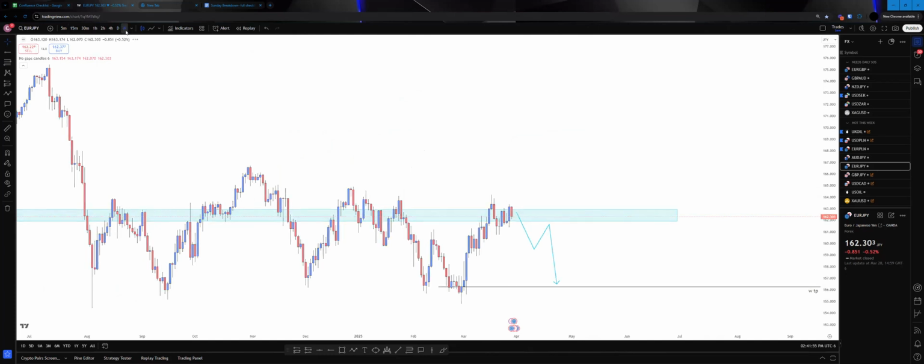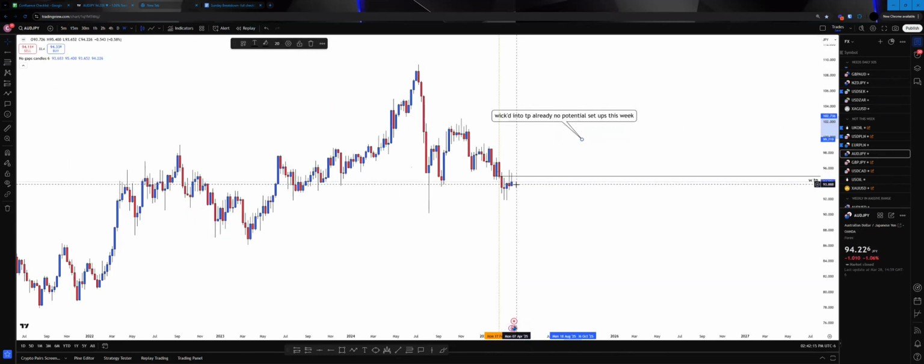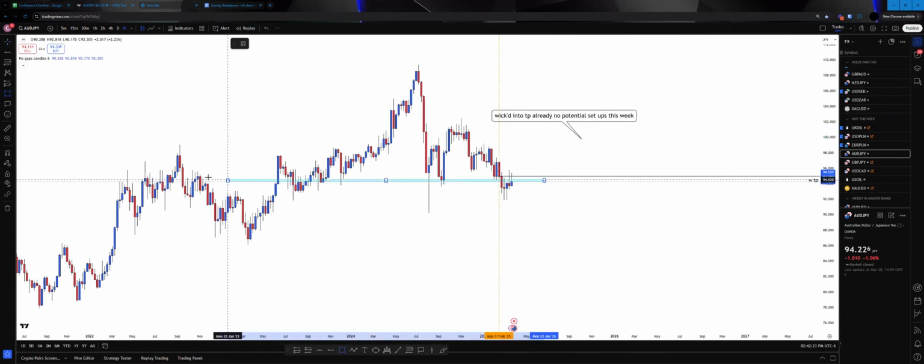Did we write that down? Okay. AUDJPY on the weekly, at a lower low. Price is kind of pulled back here. Let's see if it pulled back to anything, an area of interest. I would say it did.